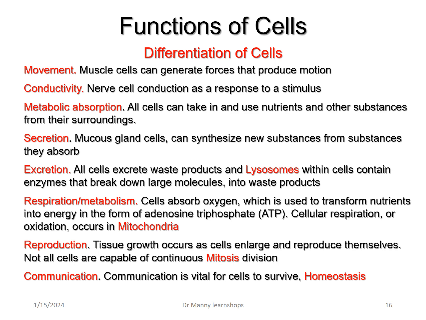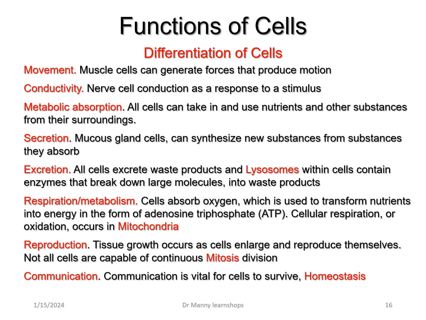And lysosomes, as we indicated previously, are within all eukaryote cells, and they break down large molecules into smaller molecules and again produce waste products. Then you've got respiration or cellular metabolism, and this is where cells absorb oxygen, aerobic metabolism or respiration, which is used to transform nutrients into energy. The form of energy that we typically spoke about previously was ATP, adenosine triphosphate. But cellular metabolism, as indicated when we looked at the organelles, occurs in the mitochondria.